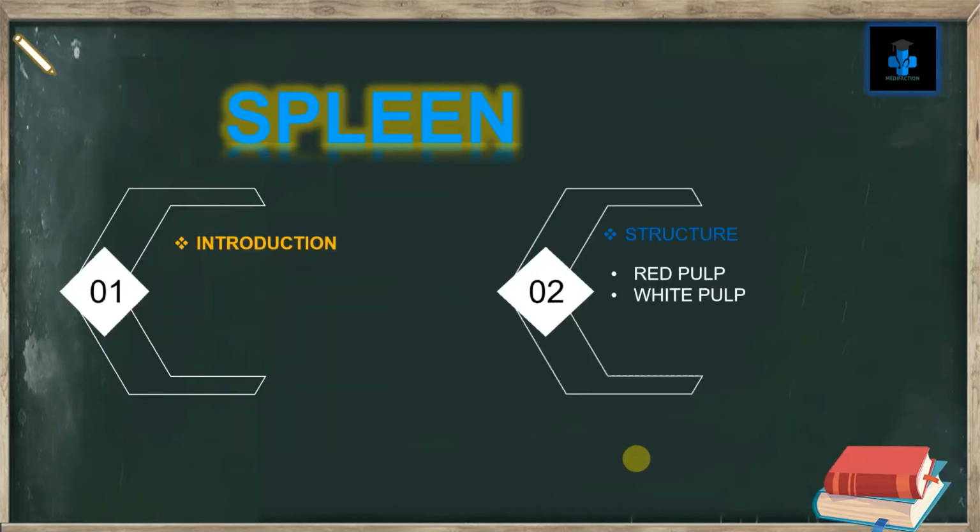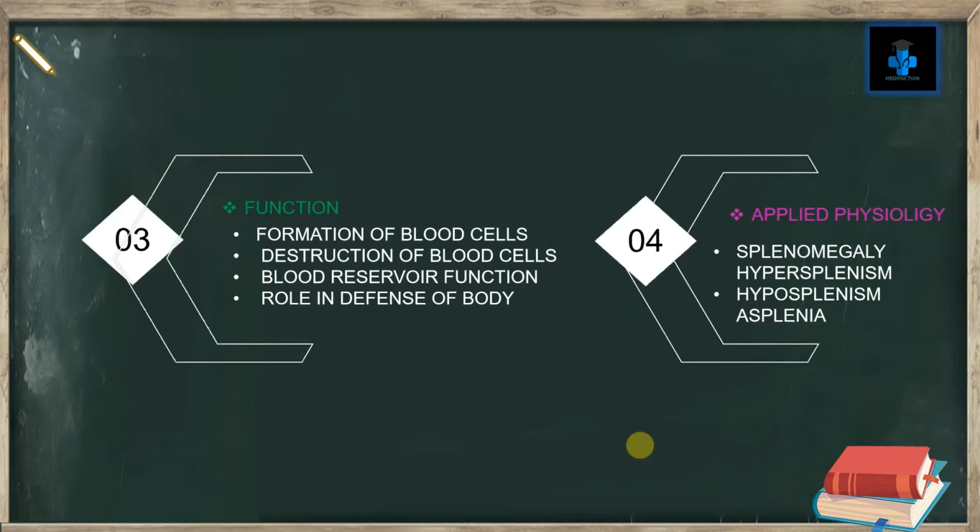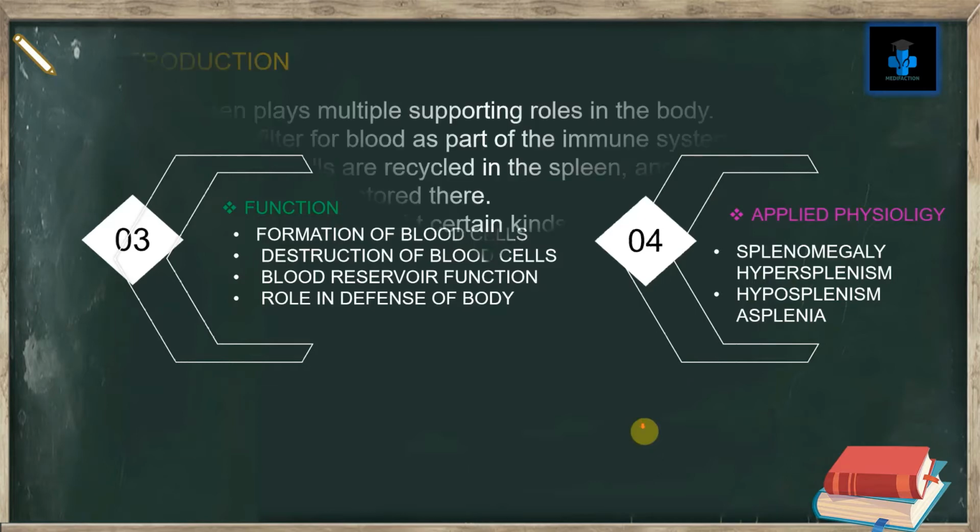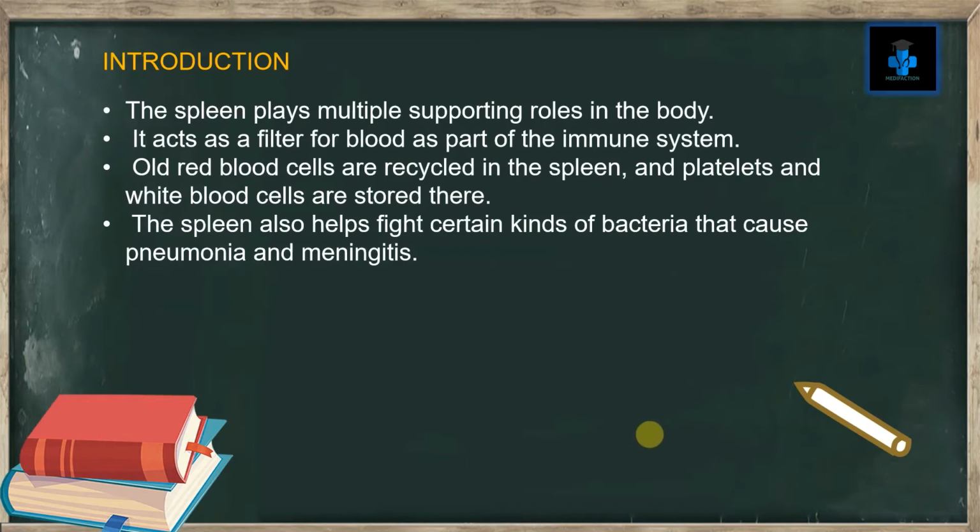In this video, I'm going to enumerate an introduction about the spleen. We're also going to discuss the structure of the spleen and what is a red pulp and white pulp of a spleen. And we are going to discuss the function of the spleen, that is formation of blood cells, destruction of blood cells, blood reservoir function, and also role of spleen in defense of body. And finally, we are going to discuss some applied physiology of spleen, which are splenomegaly and hypersplenism, also hyposplenism and asplenia. Let's begin.